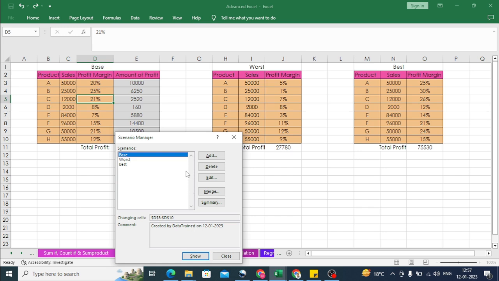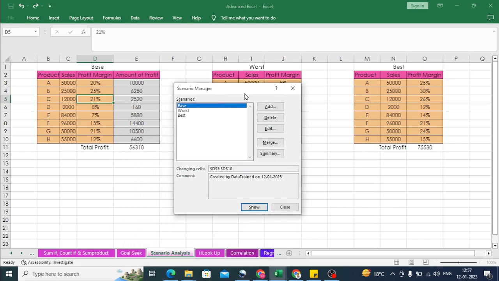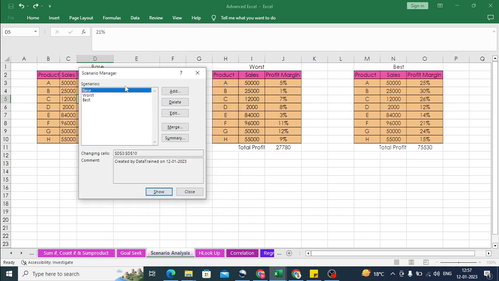So now we have added the scenarios. Now let's look at the worst case scenario. So you just click on the worst case scenario and you hit show. As you can see, the profit has declined. Why has it declined? The reason being that the profit margins of the first three products were reduced. So that's why the total profit has also reduced.